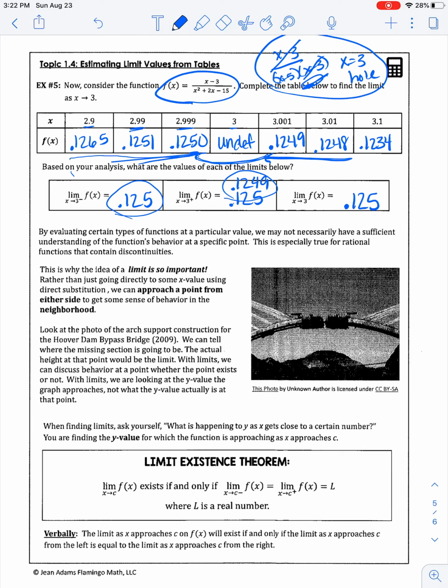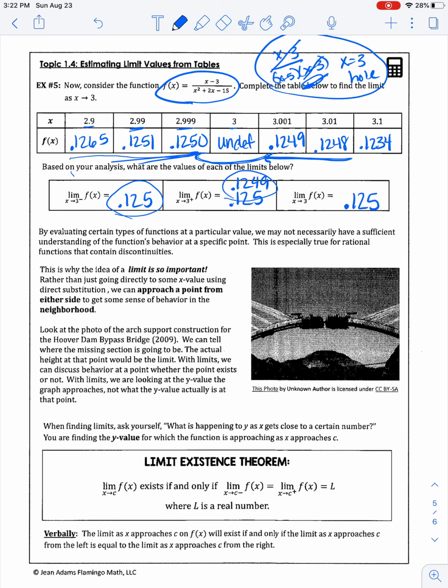By evaluating certain types of functions at a particular value, we may not necessarily have sufficient understanding of the function's behavior at a specific point. This is especially true for rational functions that contain discontinuities. Rational functions have the most fun stuff going on, so they are a big topic of conversation when it comes to limits. This is why the idea of a limit is so important. Rather than just going directly to some x value using direct substitution, we can approach a point from either side, get some sense of behavior in the neighborhood, in the vicinity.